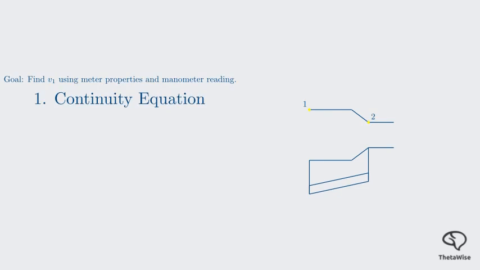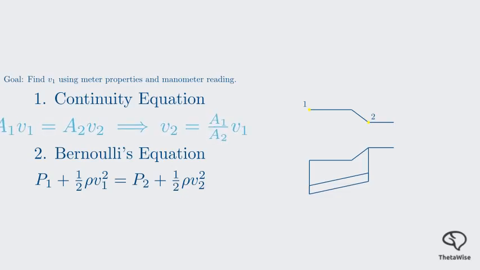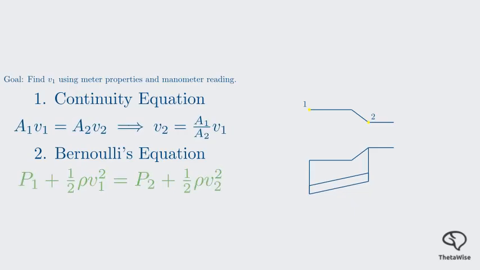First, let's use the continuity equation between point 1 and point 2. Since the mass flow rate is constant, the product of area and velocity at point 1 equals the product at point 2. This gives us a relationship between V1 and V2. Next, let's apply Bernoulli's equation between the same 2 points. Assuming the pipe is horizontal, the heights are the same, so the h terms cancel out. We're left with the pressure terms and the kinetic terms. Our manometer measures the pressure difference, P1 minus P2.